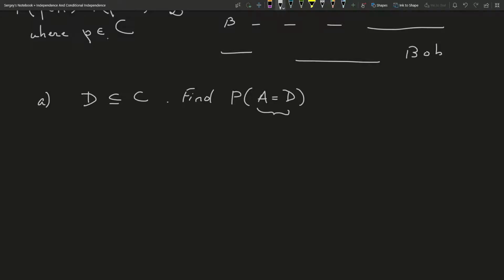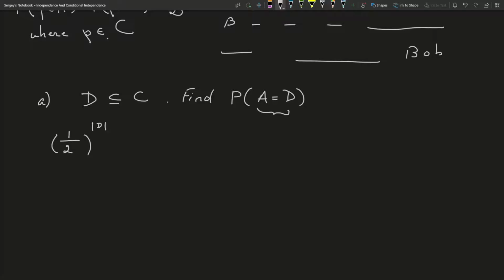This equation means that out of all the people in D, we'd like that, for every person in D, that person to be friends with Alice, and for all the people that are not in D, we'd like those people to not be friends with Alice. And remember that friendship statuses are independent amongst people. So for every person in D, the probability that they're friends with Alice is 1/2. So we're going to get 1/2 to the power the cardinality of D.